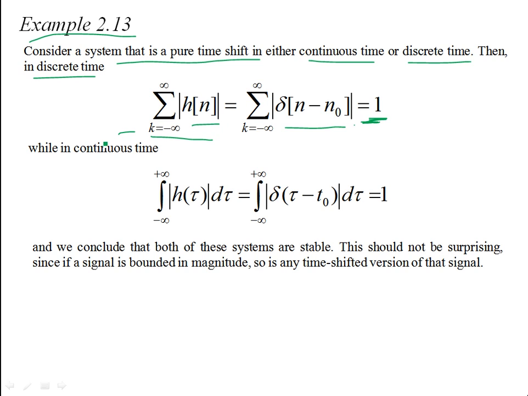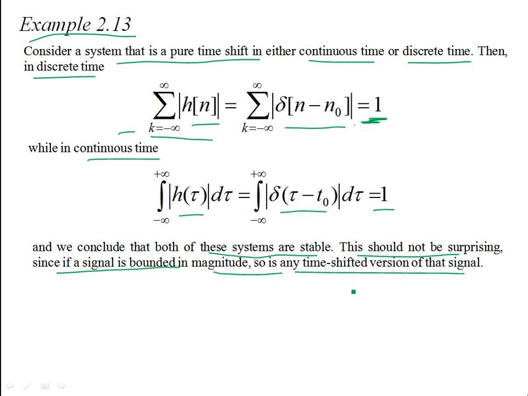That implies stability. While in the continuous time domain, if again the system is delaying your input, then you remember that the integration of delta of t minus tau dt from minus infinity to plus infinity is equal to 1. So we conclude that both of these systems, which just delay the input, are stable. This should not be surprising. Intuitively, if the signal is bounded in magnitude, so is any time-shifted version of that signal.